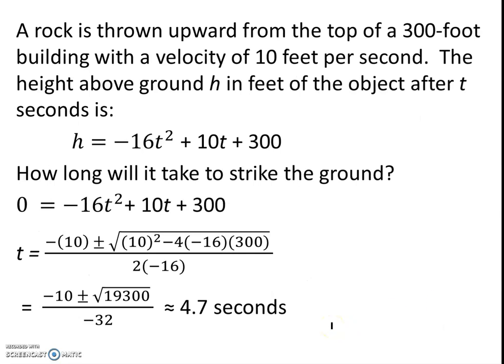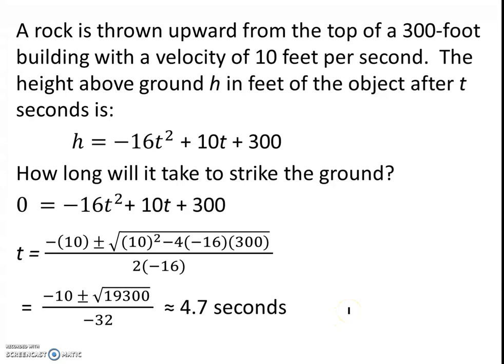Another problem is a rock is thrown upward from the top of a 300-foot building with a velocity of 10 feet per second. The height above ground, h, in feet of the object after t seconds is given as h equals negative 16t squared plus 10t plus 300. So we're asked, how long will it take to strike the ground?